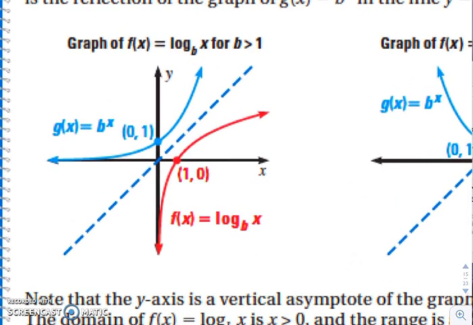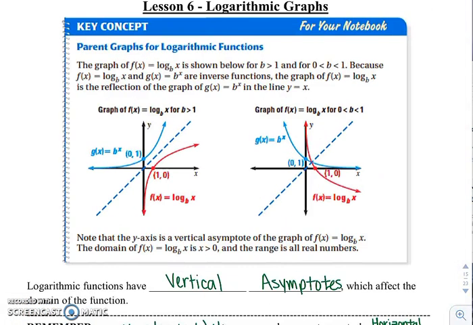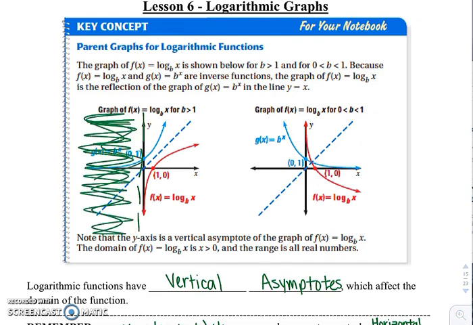So the log functions have vertical asymptotes. What happens is they're going to run along this vertical asymptote, and nothing is ever going to be graphed to the left of wherever that vertical asymptote is.